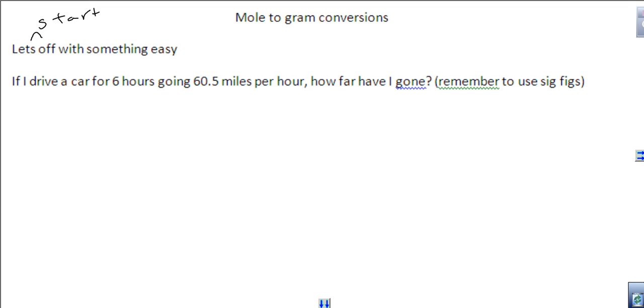So this is Mr. Fortin's chemistry class, doing a lecture on mole to gram conversion. The stuff that we're going to do tomorrow is grams to moles and also to particles and stuff like that. And I'll have another video set up for that starting tomorrow.